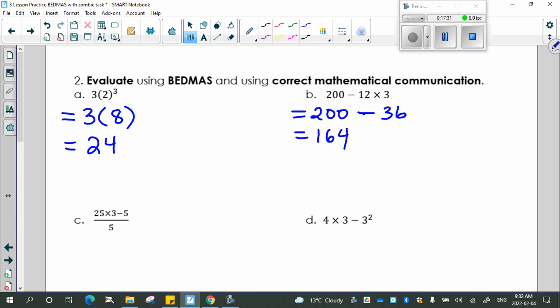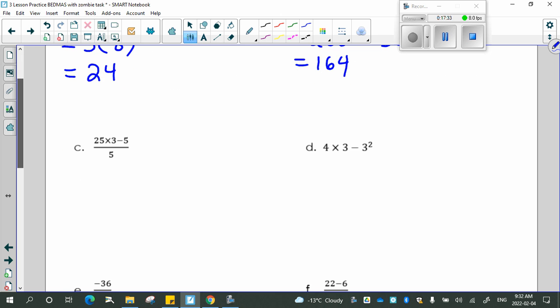Okay, the next one is one of those invisible bracket questions. So see if you can do that one. Okay, anyone can volunteer to walk me through this one? There's invisible brackets around the top and the bottom because it's a fraction bar question. So how do I make the top as simple as possible? Yep, go ahead. Yep, thank you.